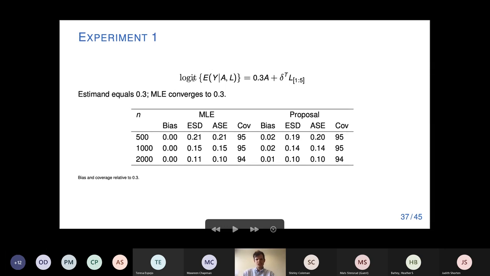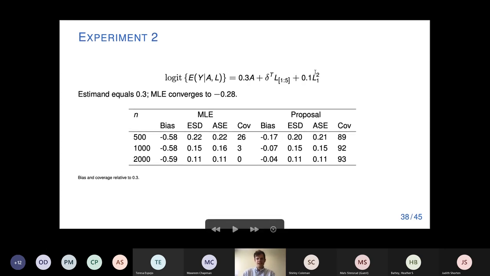So this equation at the top shows the true data generating process. And we see that in that case, the proposal is doing comparatively well, both in terms of coverage and also in terms of efficiency. It's actually doing a little bit better in efficiency than the maximum likelihood estimator, which would be viewed as the gold standard in such an analysis. We're doing slightly better in terms of efficiency, but that's a bit of an artifact of the setting.